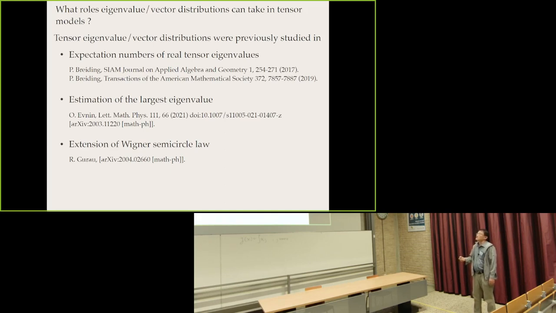Actually, tensor eigenvalue distributions were previously studied in these papers. In these two papers, the expectation numbers of real tensor eigenvalues were computed. In this paper, the estimation of the largest eigenvalue in the large n limit was given. And also in this paper, an extension of the Wigner semicircle law was proposed.